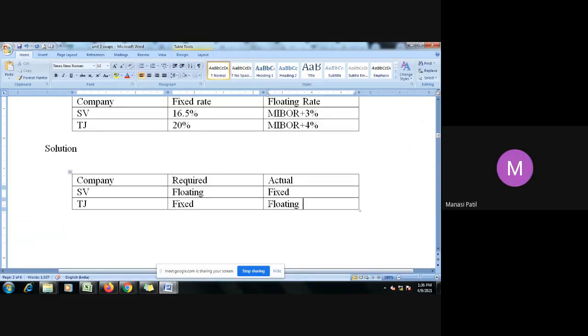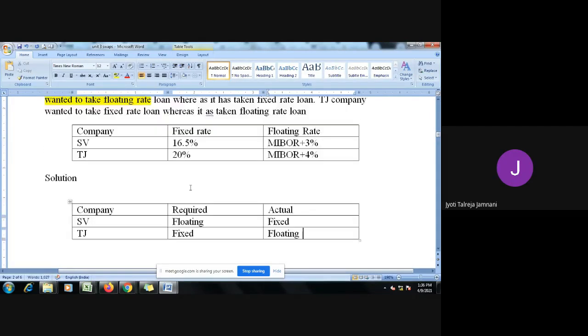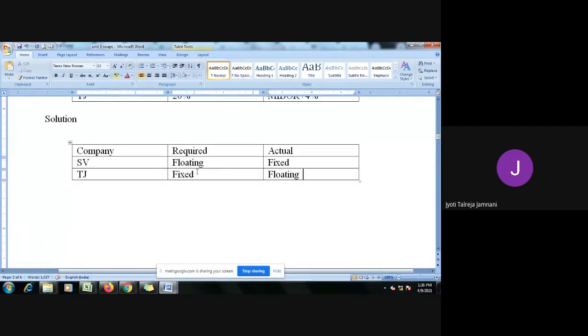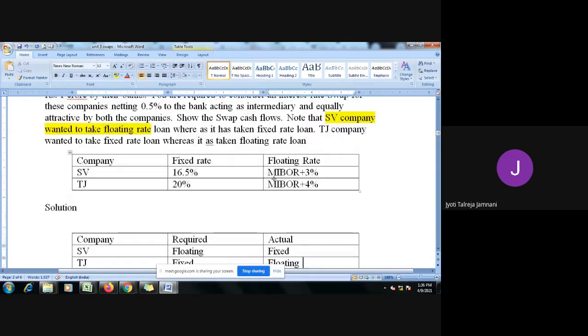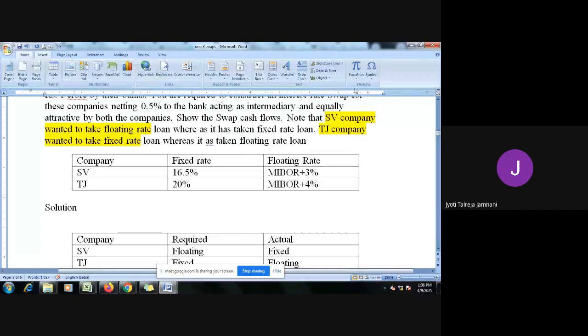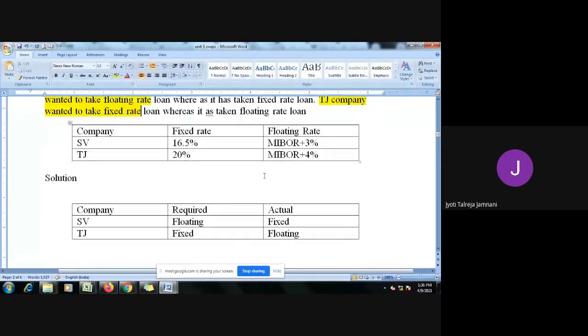The first step, as you know, is that we take the company names, required and actual. So XV wants floating rate, whereas we are giving it fixed. TJ wants fixed rate, we will give it floating. It's given in the question here: XV company wanted floating rate and TJ company wanted fixed rate. So I've highlighted what they want, and in actual we give them the opposite.